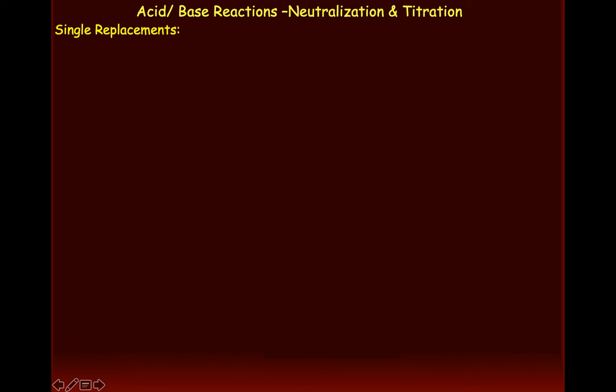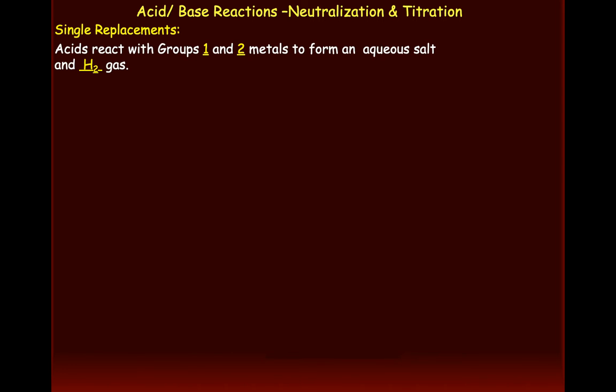All right, so first things first is some acid-base reactions, and generally speaking, if we look at this really quickly, it's just a little review on the single replacement stuff. If we look at single replacements, we're going to recall that acids are going to react with groups 1 and 2 metals to form an aqueous salt and H2 gas. Again, group 1 and 2 metals is mostly what you'll see here, but you could also react with zinc. You can react with some of the transition metals in the first row.